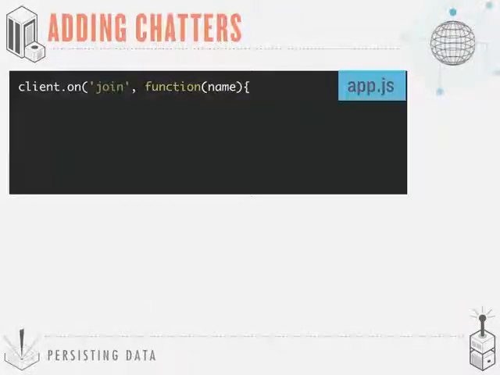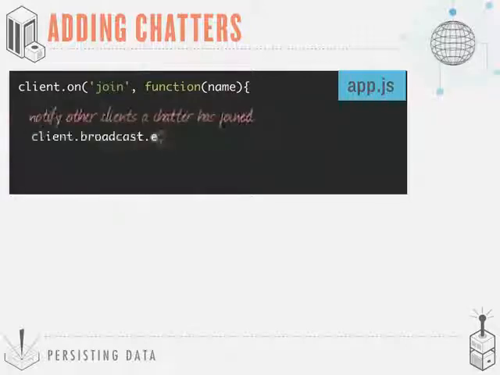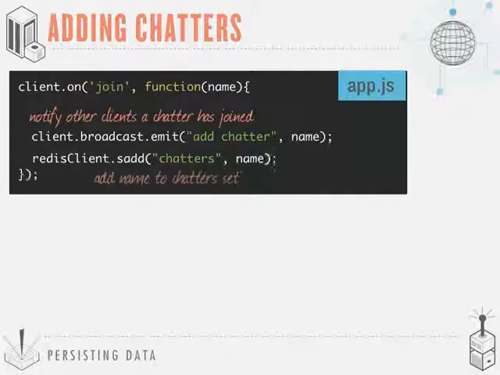Now we need to jump back into our join event listener on our server. When somebody joins, the first thing we need to do is emit the add chatter event. We're going to broadcast it to all of our clients so we can add that chatter. Then we need to add this chatter to our Redis set. We're going to call the set chatters.